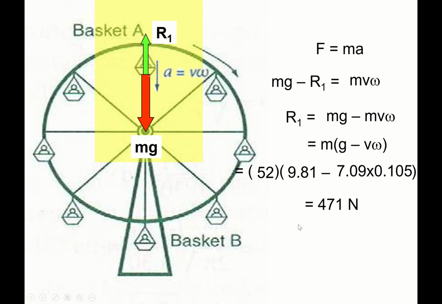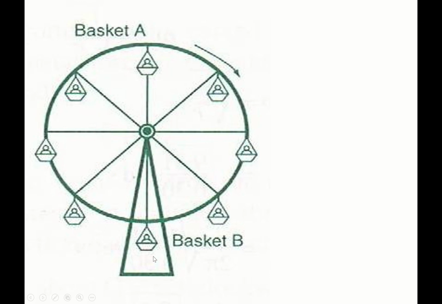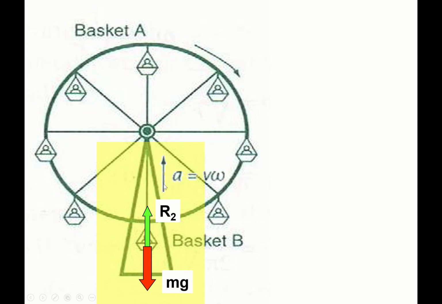Okay, next we are going to calculate the reaction on the person by the floor of basket B. At basket B, the forces acting on the person are mg, the weight of the person, and the upward reaction by the floor. We name this reaction R2. Because the acceleration direction is towards the center of the circle, centripetal acceleration is positive, so therefore R2 is positive and mg is negative.